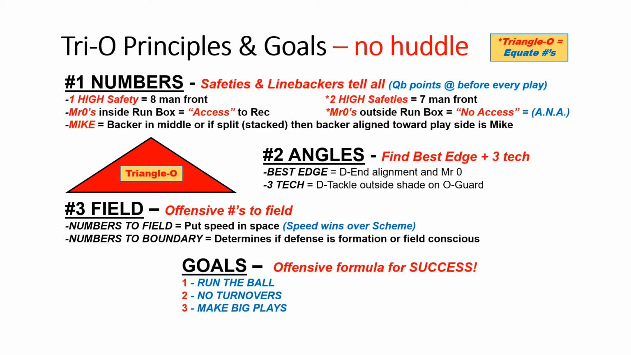Second then, we always want to put our linemen in a great position to be successful, so we're looking for blocking angles. We're an outside in attack team, so we want to go find that best edge. Real simple, we're going to look at that defensive end's alignment and that Mr. Zero's alignment on those edges of the run box. If we have a good edge, good numbers, we want to attack that.